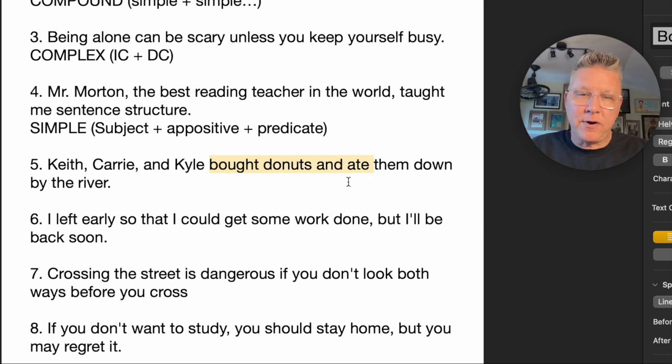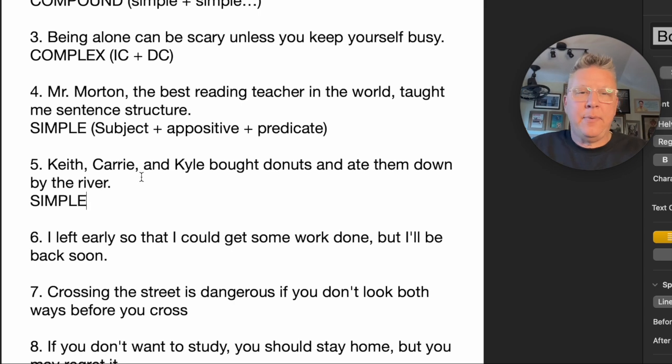Because it's a compound verb, right? There's number 1, there's no comma. And number 2, it keeps it a simple sentence. Them is the description of the donuts, and then down by the river is a prepositional phrase. And in this case, this is a simple sentence as well. Because how many subject-verb combinations are there together? There is simply one subject. It's a compound subject, these three people. And there's one compound verb, because here, there's no subject between them.